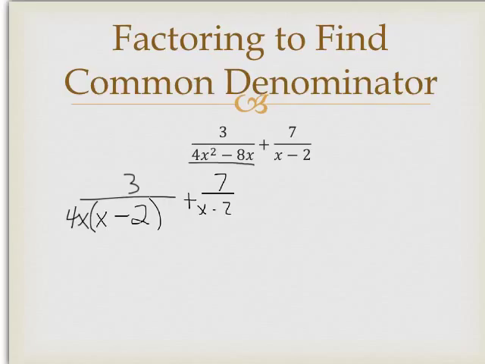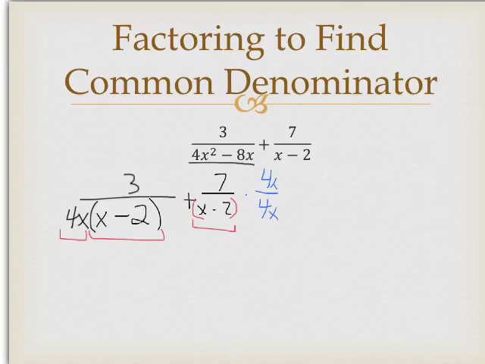And now, when I look at this first fraction, I see 2 terms down here. I see a 4x and I see an x minus 2. And when I look at my second fraction, I see a denominator of x minus 2. So they're actually a lot closer to being the same denominator than maybe we originally thought. So all I am missing from the second term is a 4x. So I'm going to multiply by 4x over 4x.